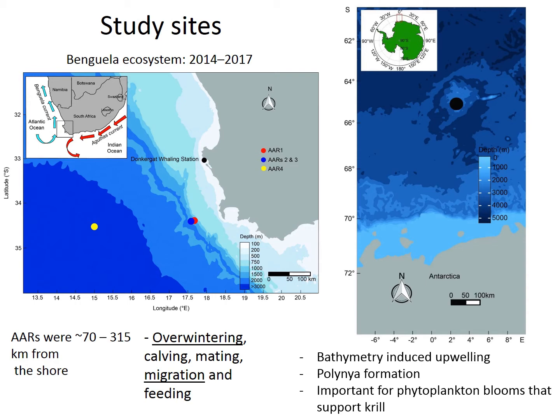Water is deflected upwards, and that causes upwelling, and that relatively warm water that is brought to the surface melts ice in spring and causes the formation of polynyas, which are just open water surrounded by ice, and I'll talk more about that later. And such polynyas or upwelled water are very important for the phytoplankton blooms that support krill, which are food for most marine mammals.